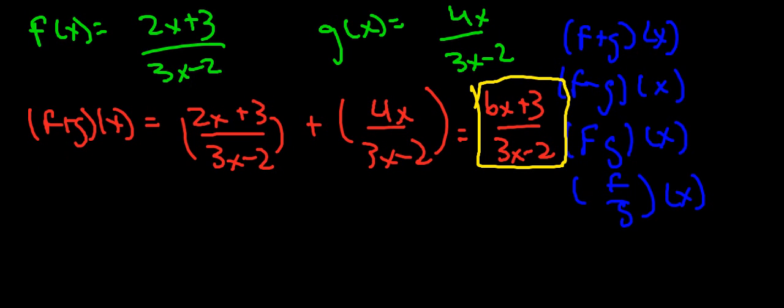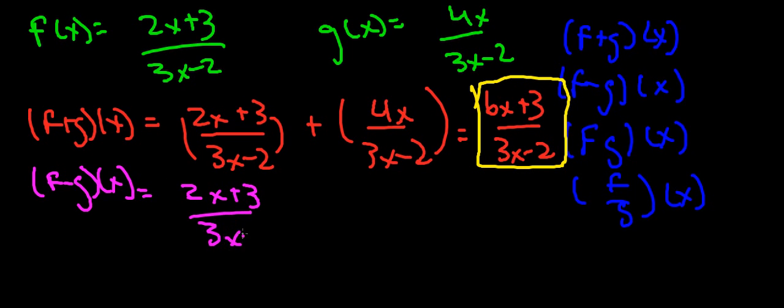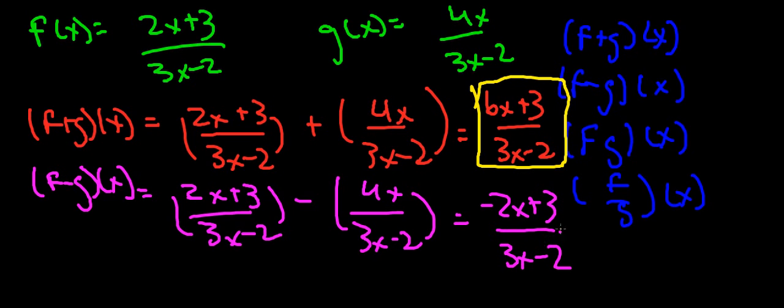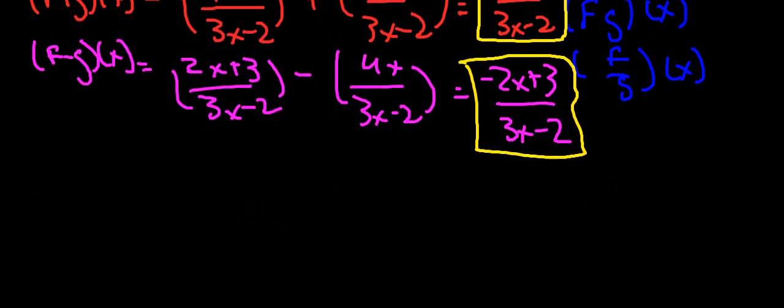For subtraction, f minus g of x equals (2x plus 3) over (3x minus 2). So this is our f function, not plus, minus our g function, 4x over (3x minus 2). And this is going to be minus (2x plus 3) over (3x minus 2). So that's that. Now let's multiply them together.